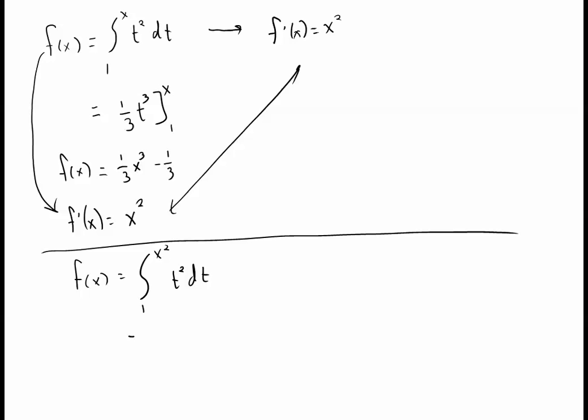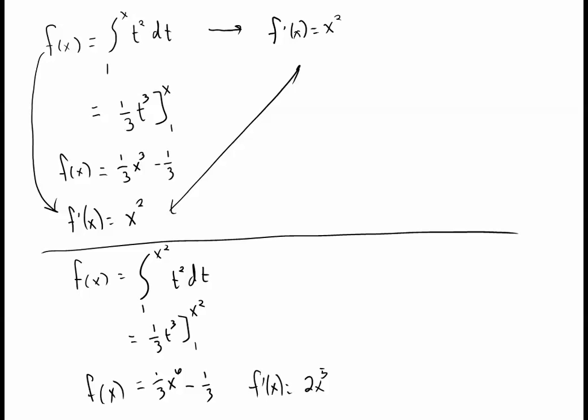If we do this longhand, this would give us 1/3 t cubed from 1 to x squared. By substitution, x squared cubed is x to the 6th, minus 1/3. The original function f of x, which means that f prime of x must be 2x to the 5th. Derivative of 1/3 x to the 6th is 2x to the 5th, derivative of negative 1/3 is 0.